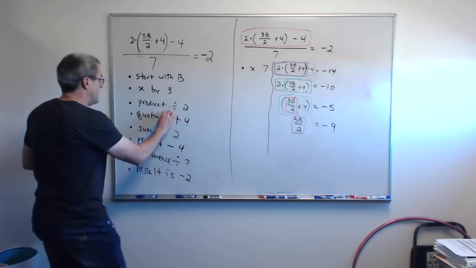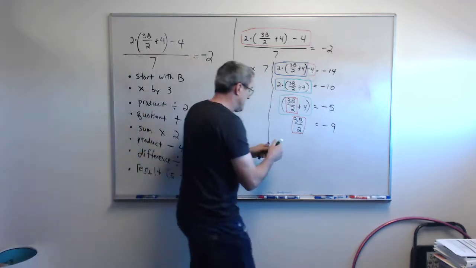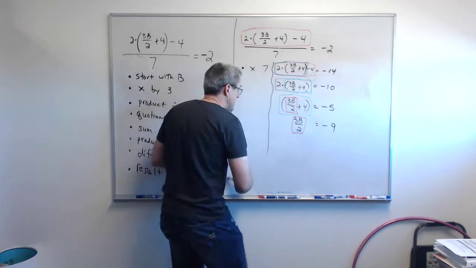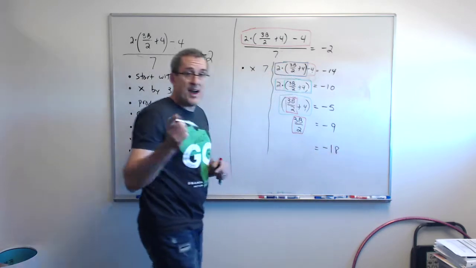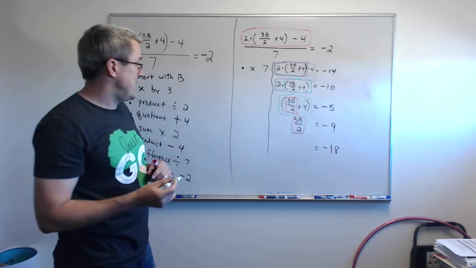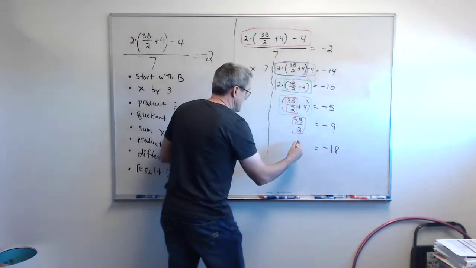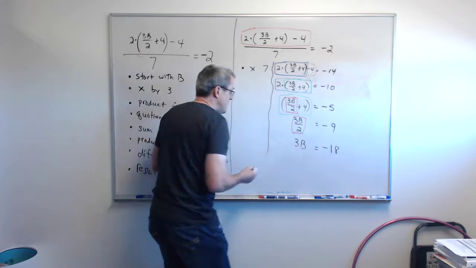All right, over here we divide by 2. Now we're going to multiply by 2. If we multiply by 2, we're going to get negative 18. Negative 9 times 2 is negative 18. If you multiply by 2 over here, we're just going to get 3b.